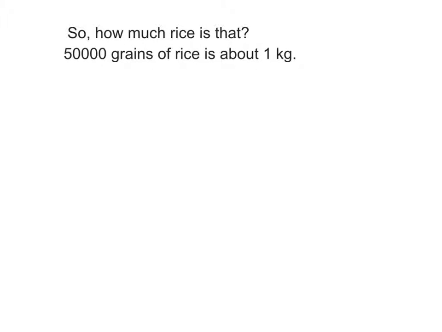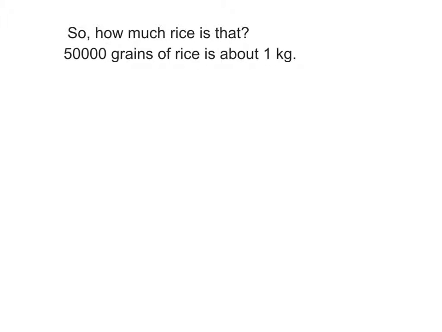Let's start off with this assumption. 50,000 grains of rice is about 1 kilogram. Now, of course, this is just a rounded off figure. Different sorts of grains of rice will take up different amounts of volume and also weight. So depending on what sort of rice you use, you might have a bit more or a bit less than that. But we're just going to use 50,000 grains just to give you the idea of how big these numbers really are.